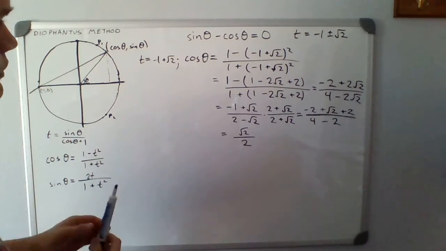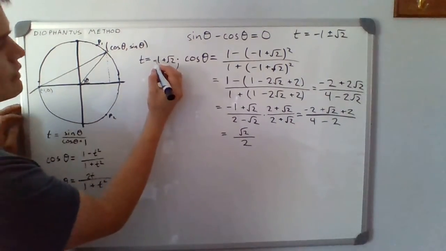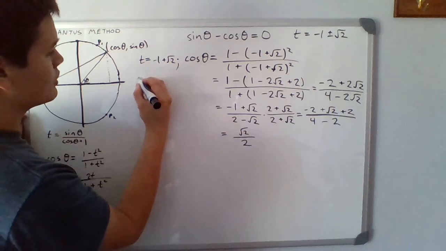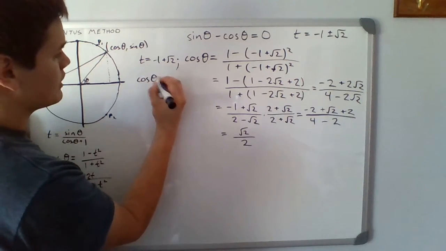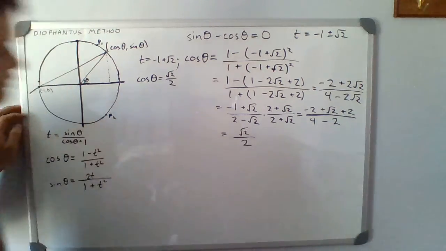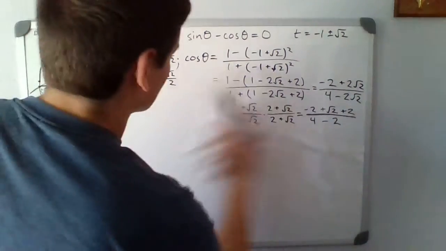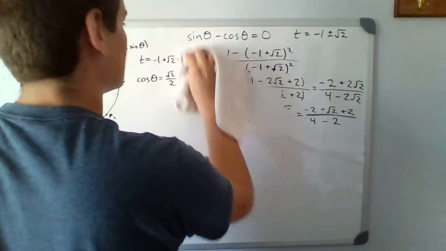So I think this is right now for the cosine. So for t is equal to -1 plus the square root of 2, we know the cosine of theta is going to be equal to the square root of 2 divided by 2. Now that's a familiar value that we can work with. All right, now let's try for the sine of theta.